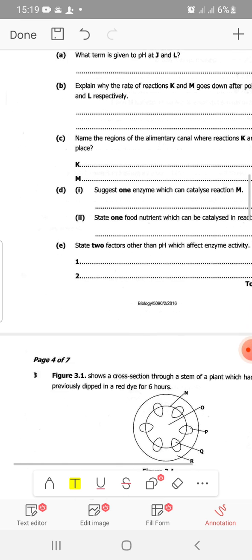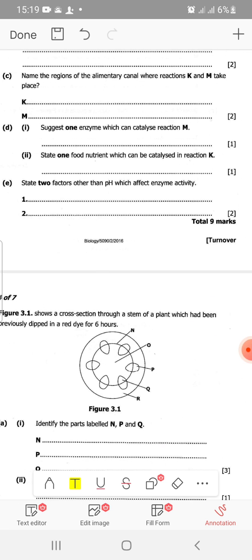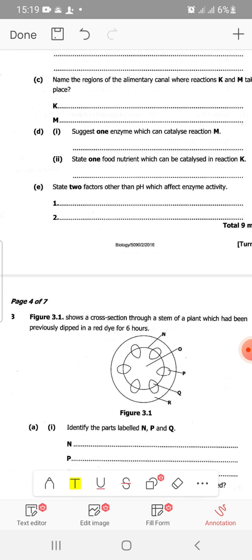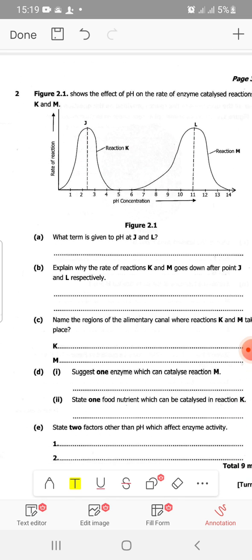Okay, then I didn't say write both of them. I'll just give you an example. Here they say name one enzyme which can catalyze reaction M. So reaction M, talk about pancreatic amylase if you have picked the small intestines. If you had picked, in question C, M for mouth, use salivary amylase.